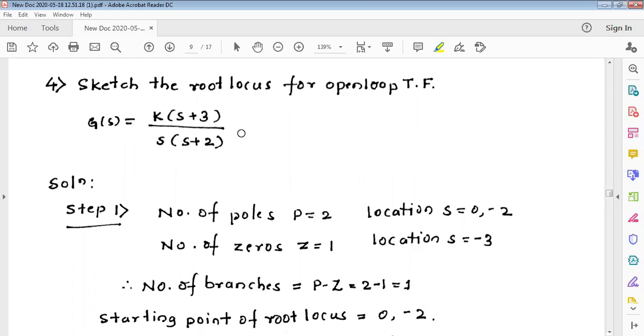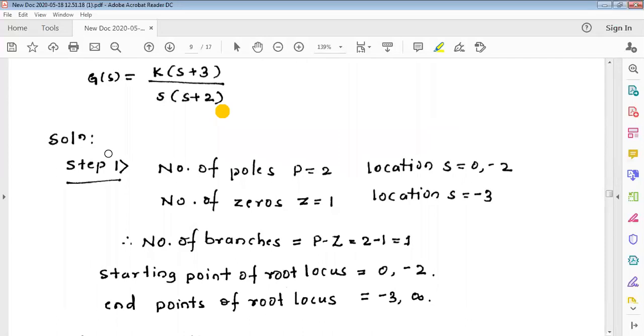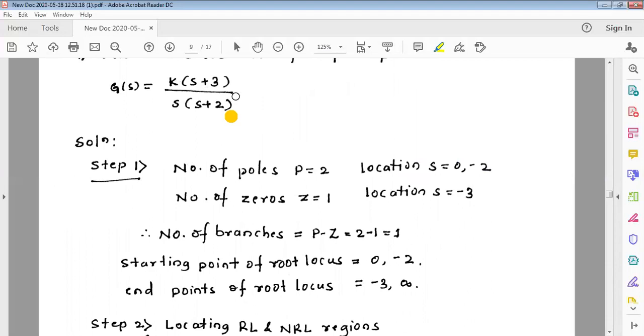Right. So here H(s) is 1. So the open loop transfer function they have given is this one. From this given open loop transfer function, you need to draw the root locus and comment on the stability. So the solution goes in this way. In step number 1, the number of poles: in the open loop transfer function, we have two s terms in the denominator, that is s and s plus 2. So P equal to 2, which means there are two poles.